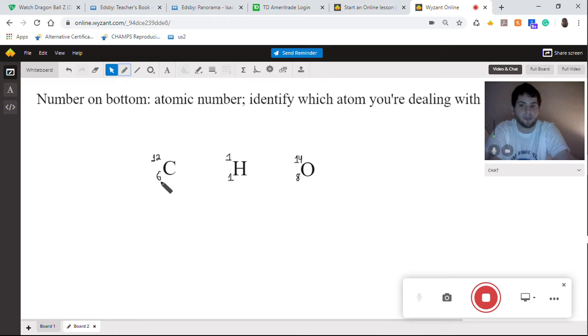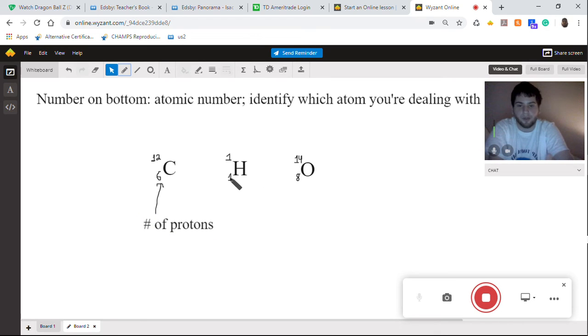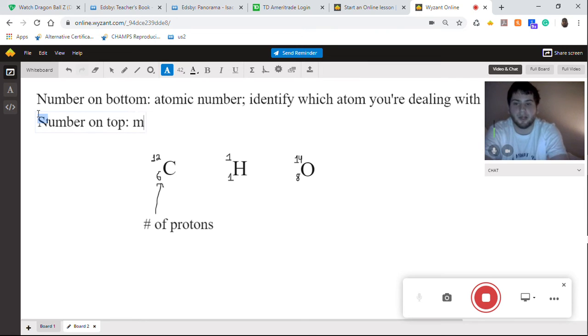So if you see that number 6, this signifies how many protons are in carbon. Carbon is always going to have 6 protons. That's what makes it carbon. Just like hydrogen will always have 1 proton and oxygen will always have 8 protons. The number on the top is known as the mass number. And that's simply the number of protons added to the number of neutrons.